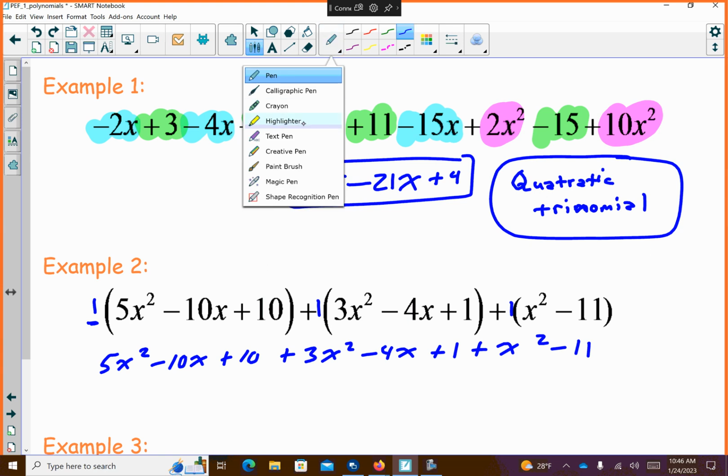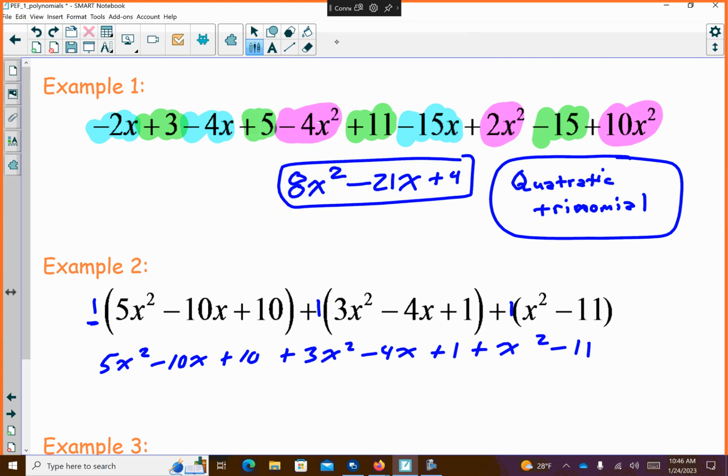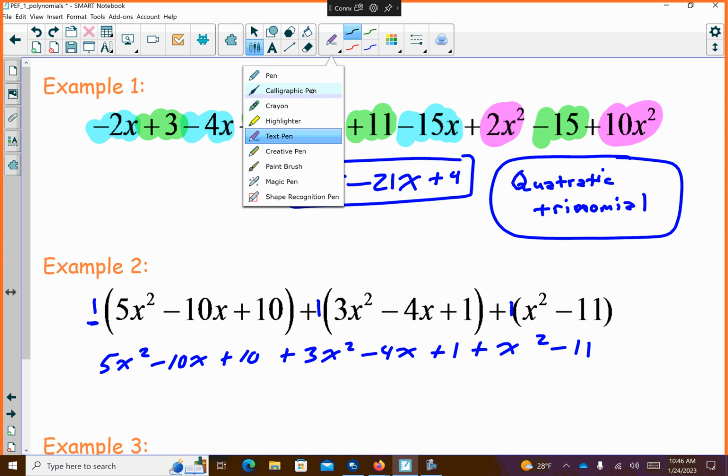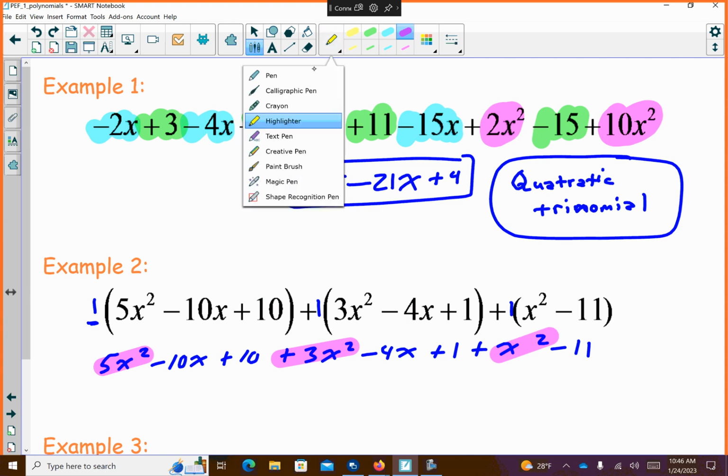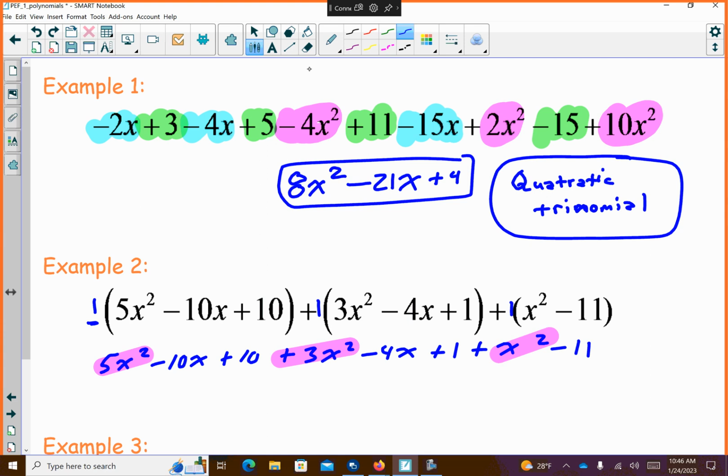So let's go back to our routine. Not Magic Pen. Magic Pen's kind of fun, but we're not going to use it right now. All right. Like term. What's another like term? 3x squared. And then x squared. Okay, those are all like terms. They have the same letter, and that letter is raised to the same exponent. So 5 plus 3 is 8. 8 plus 1 is 9. So I get 9x squared.